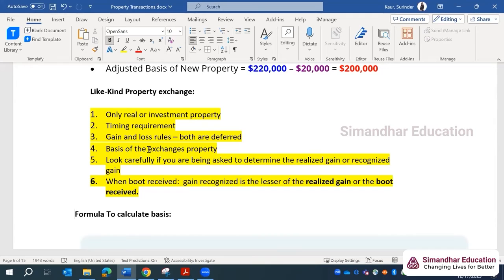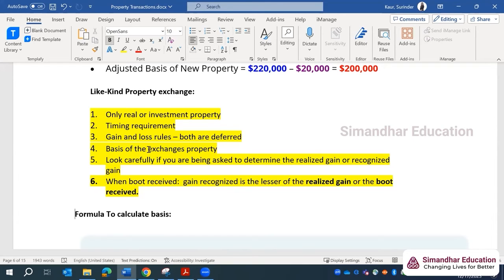Boot can be in the form of property that you are receiving, which is not a like-kind exchange property. Boot can be in the form of you being relieved of your debt. I'll repeat myself once again. There could be a possibility that you may have to recognize gain. That would depend on whether there is boot involved in the transaction.